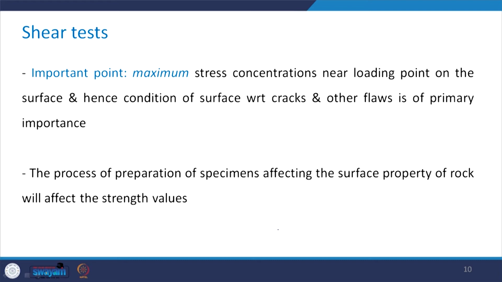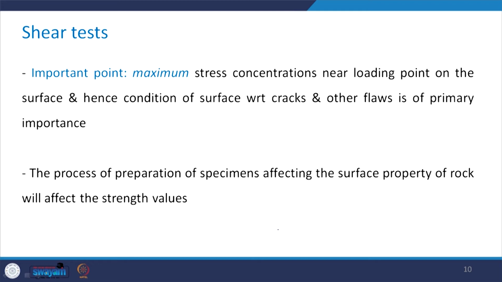The important point from the outcome of these tests is that there is no normal stress on the shearing plane. Neither of these tests, single, double and punch tests, had normal stress on the shearing plane. So, the maximum stress concentration was occurring near the loading point onto the surface, and therefore, the condition of surface with respect to cracks and other flaws is of primary importance.